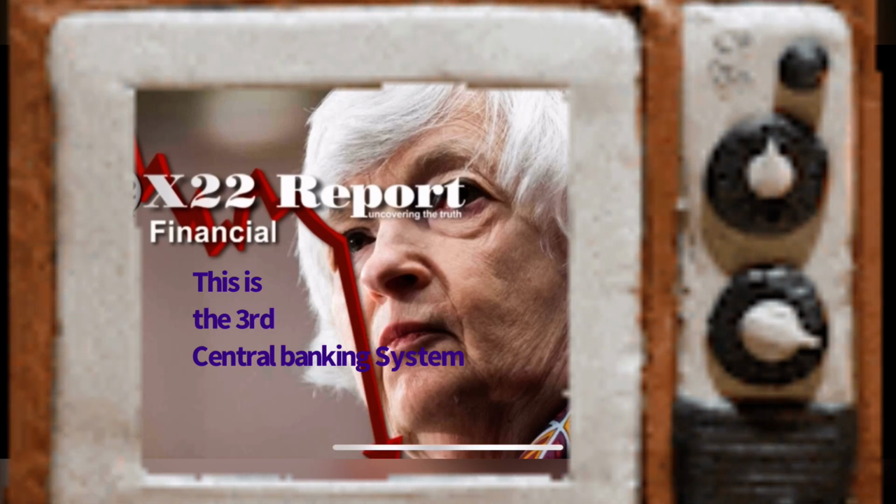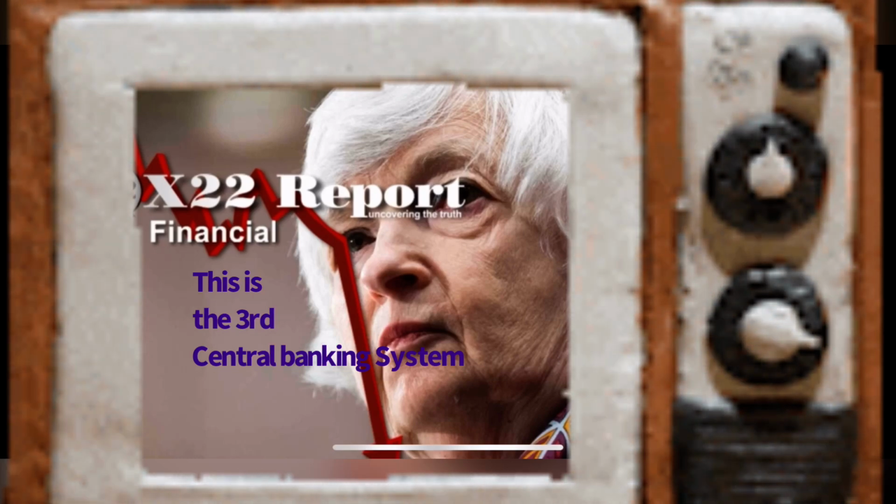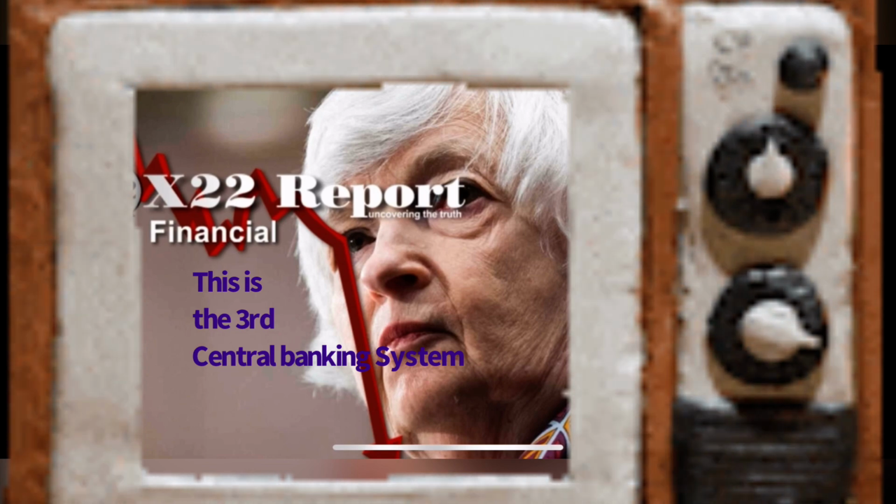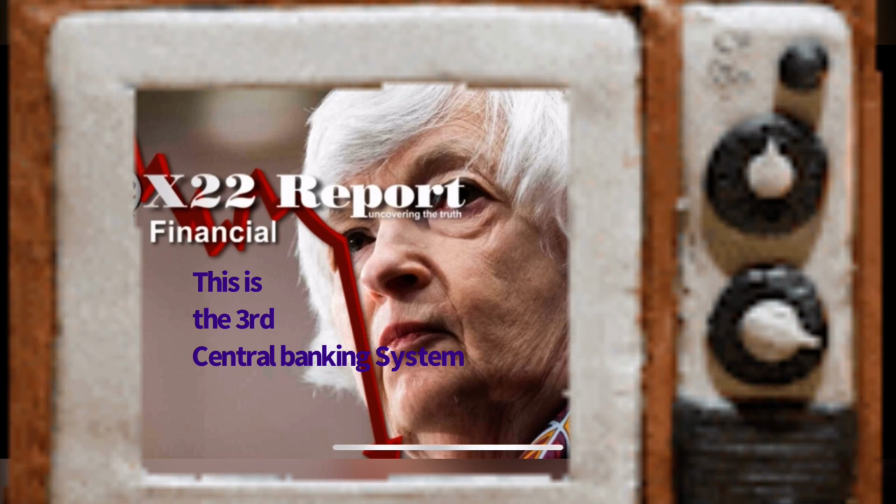This is the third central bank in this country. We had the first two. The first one, the charter ran out, and what did Congress do? They didn't want to renew the charter. The second one, Andrew Jackson got rid of it. Now we have the Federal Reserve.